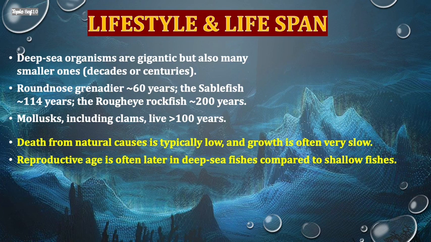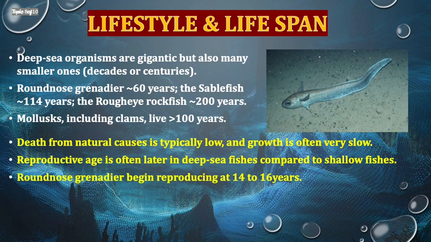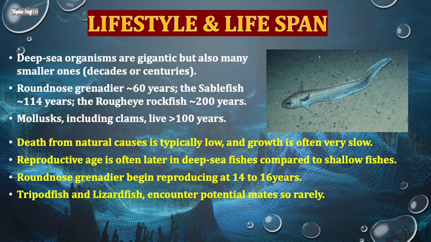Another explanation is that the reproductive age of deep sea animals is often later than that of animals or organisms that live in the shallow area, particularly in the euphotic zones. So, for example, the roundnose grenadier again, that elongated fish in the photo on the right. This type of deep sea fish begins reproducing after 14 to 16 years, and for many other fishes in the deep sea, this could actually be much longer than that.